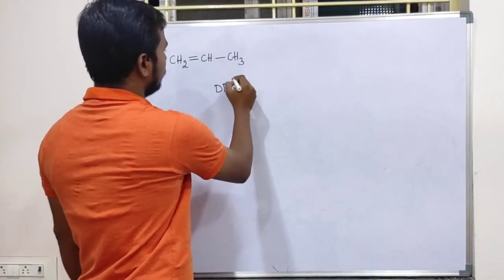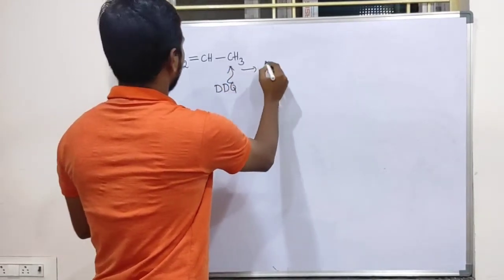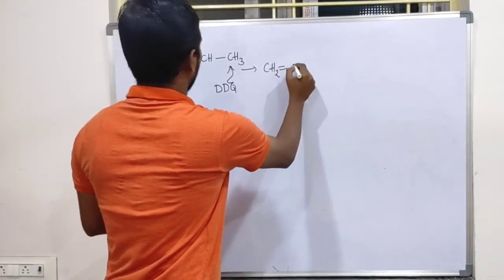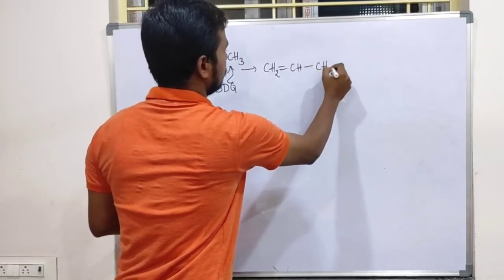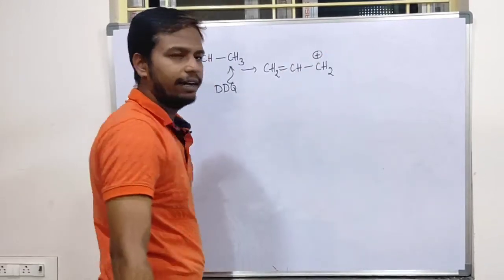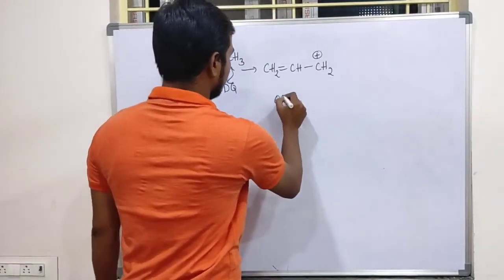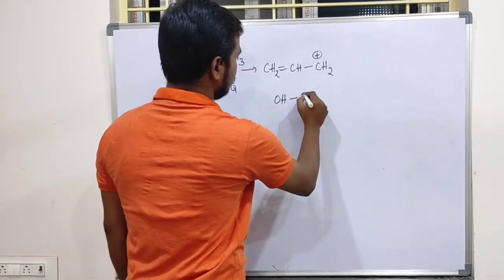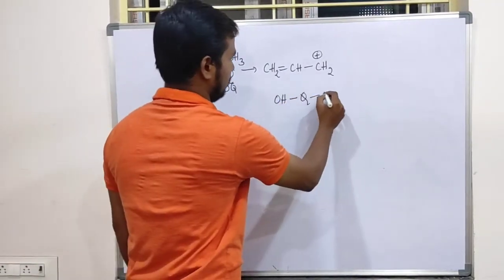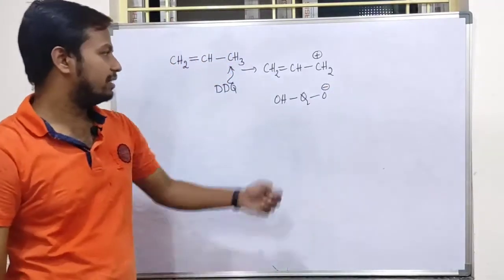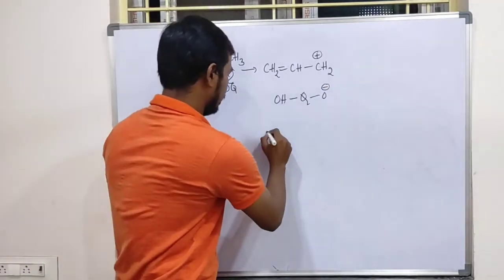So after adding DDQ, it will abstract one hydride ion. So CH2 double bond, CH bond, CH2, a carbocation is generated. So here our DDQ will be, I can represent DDQ like this. Can I represent DDQ like this? Why? Because see here, what is that formation?